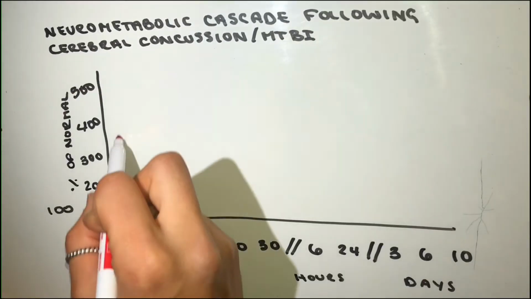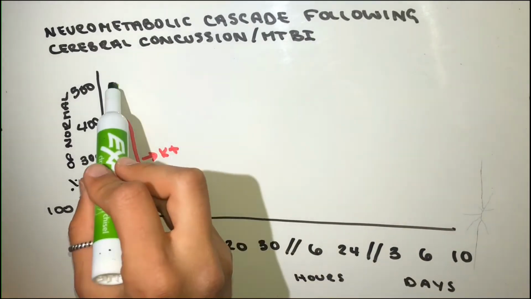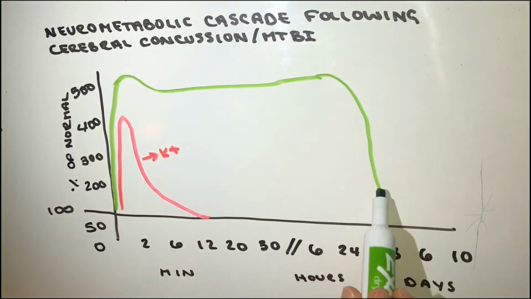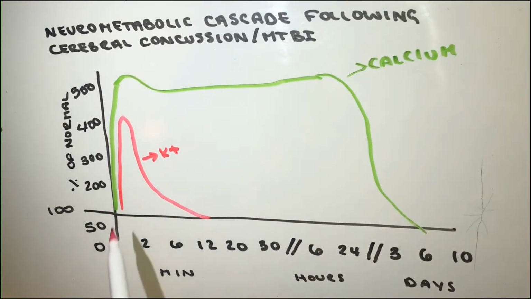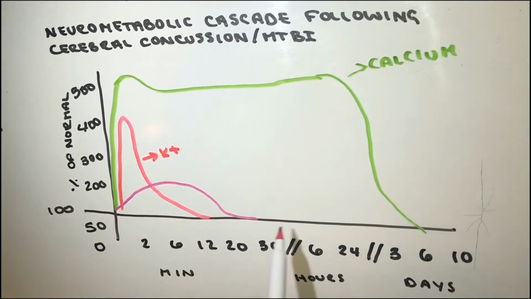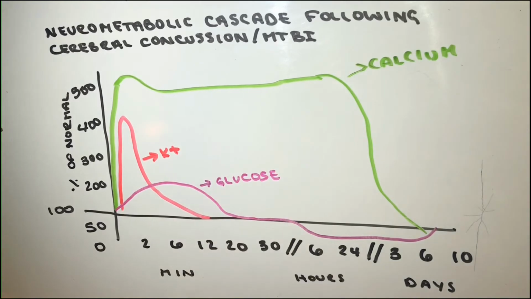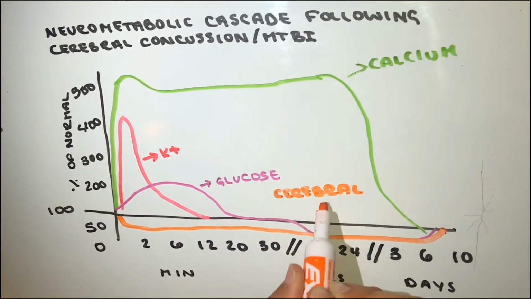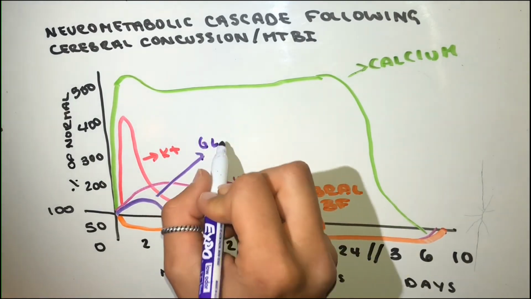Within this graph, we can see the rapid increase of potassium and calcium. The potassium normalizes in about 12 minutes. The calcium doesn't normalize for up to 6 days. We can see the glutamate and glucose representing that hyperglycolysis state, with glucose returning to normal after 20 minutes, but then falling below levels after 6 hours and remaining there for 6 days. We can also see the cerebral blood flow is diminished after only a few minutes and remains there for the same 6 days.